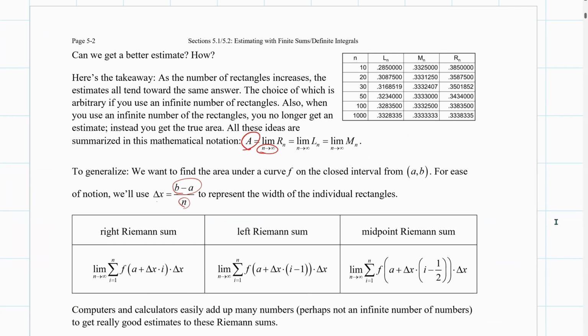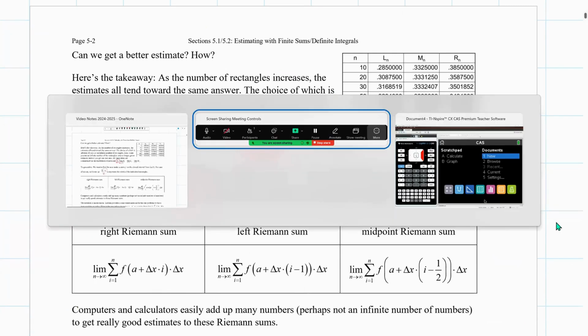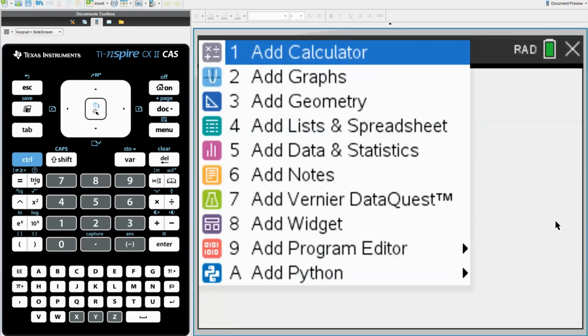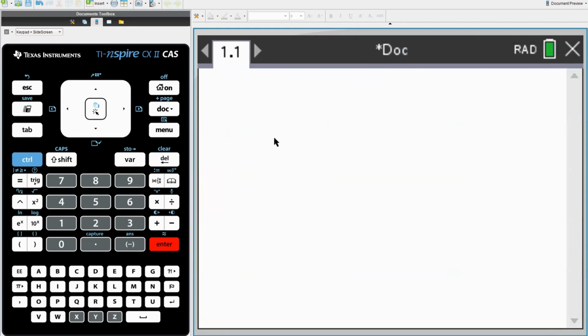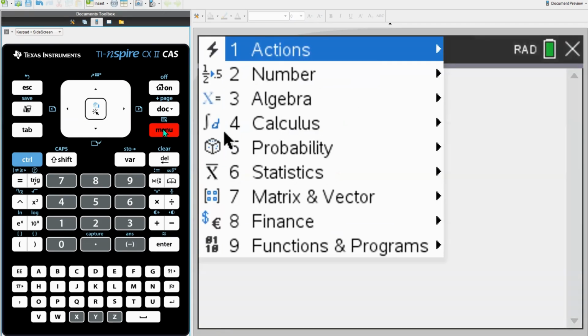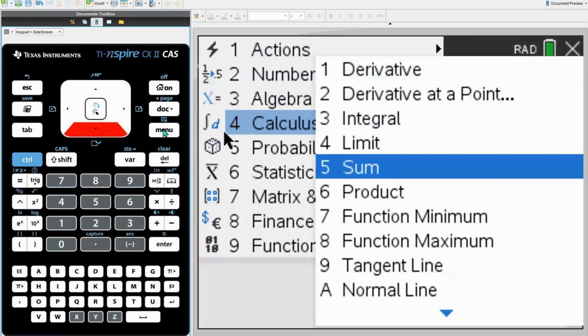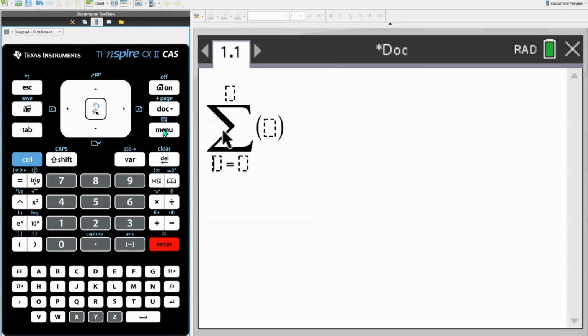Go to the calculator. I'm going to open a new document. Let's have it have a calculator page. And let's go under the menu. And under the calculus menu, there is a function called the sum. And that looks a lot like the notation we looked at earlier. We could say, I want to start from i equal 1. And let's do 4, because we used 4 subintervals.